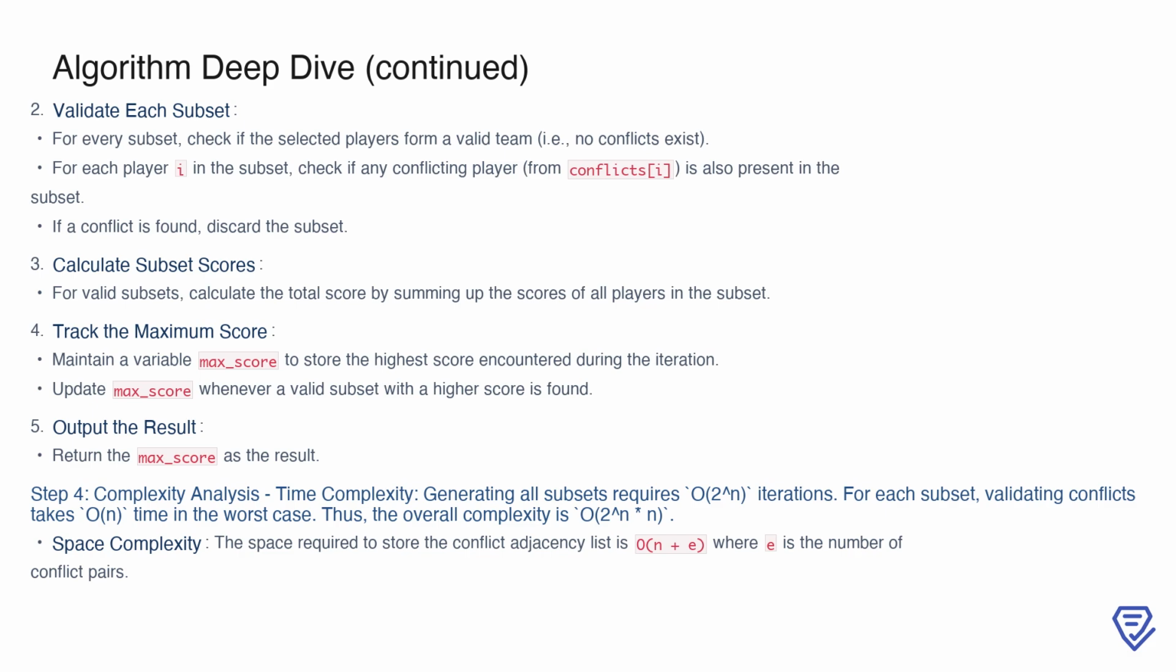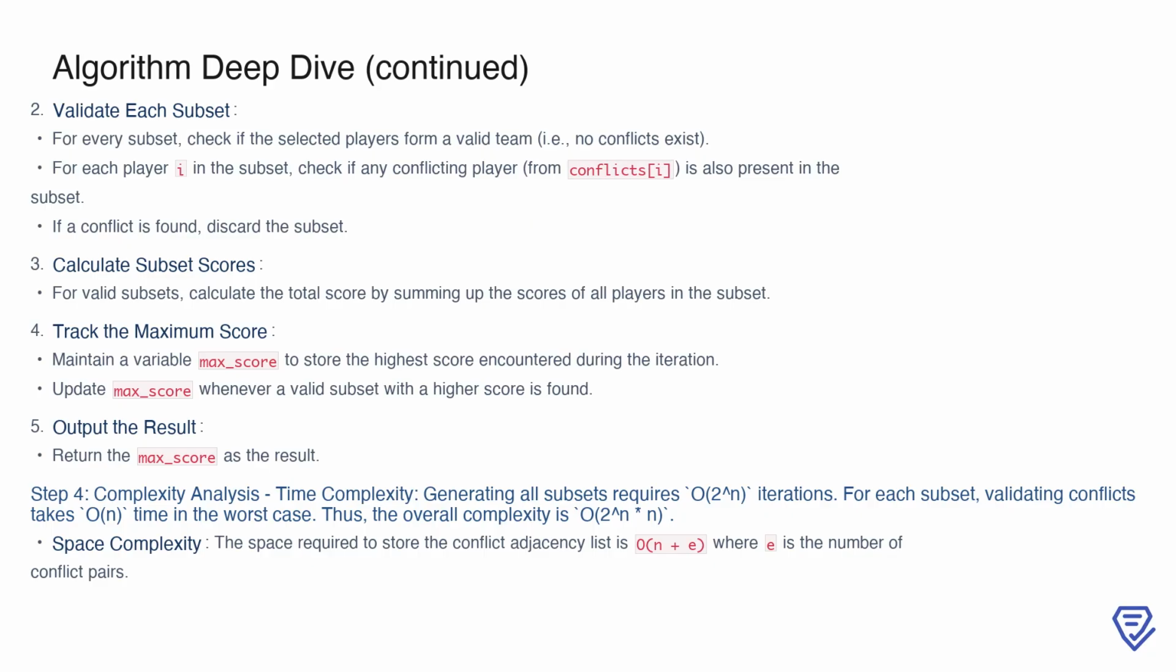Once we have generated all possible subsets of players, the next step is to validate each subset. For a subset to be valid, no two players in it should conflict with one another. To ensure this, we iterate through the players in the subset and check if any of their conflicting players are also present. If a conflict is found, the subset is discarded.